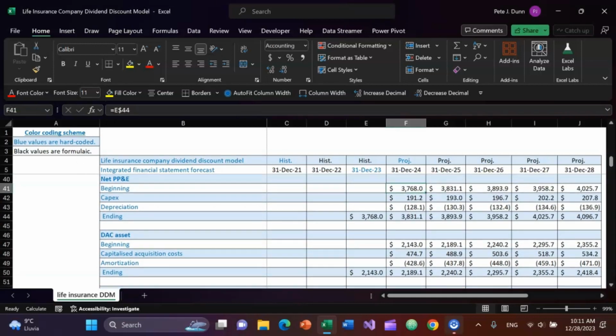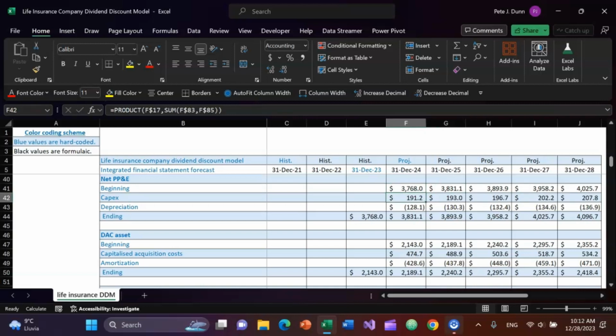Similar to the previous schedule we did for goodwill and intangible assets, the beginning amount is just last period's end. So you can do Control left bracket. It takes you right there. F5 enter to get back. You can see that's referencing row 44 with a mixed reference.